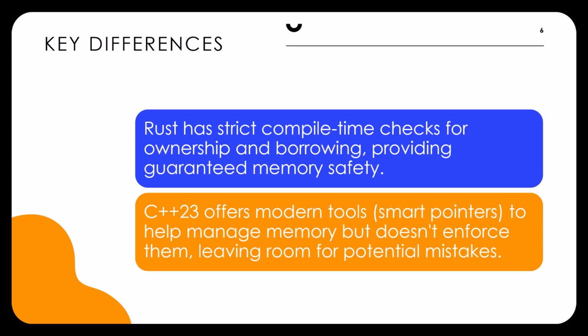To summarize memory safety, Rust's strict ownership and borrowing system makes it nearly foolproof, while C++ offers flexibility but requires more responsibility. If safety is a primary concern, Rust has the edge here.